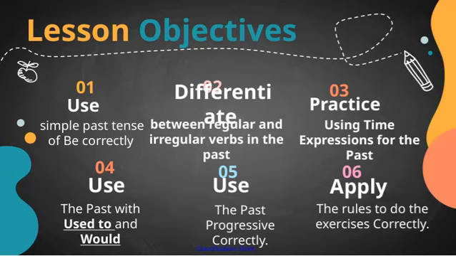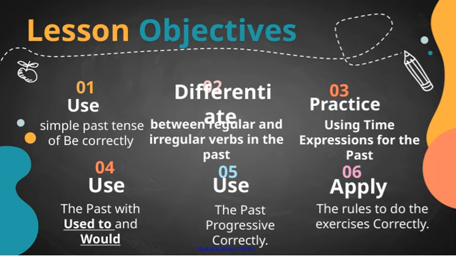Today, we will explore the rules to do the exercises correctly. First, we'll look at how to use time expressions for the past, which helps us place actions accurately in time. Then, we'll practice applying these expressions so you get comfortable using them in context. We'll also focus on differentiating between different past tenses, such as the past progressive and simple past. Understanding how to use the past progressive correctly is essential, especially when describing ongoing actions in the past.